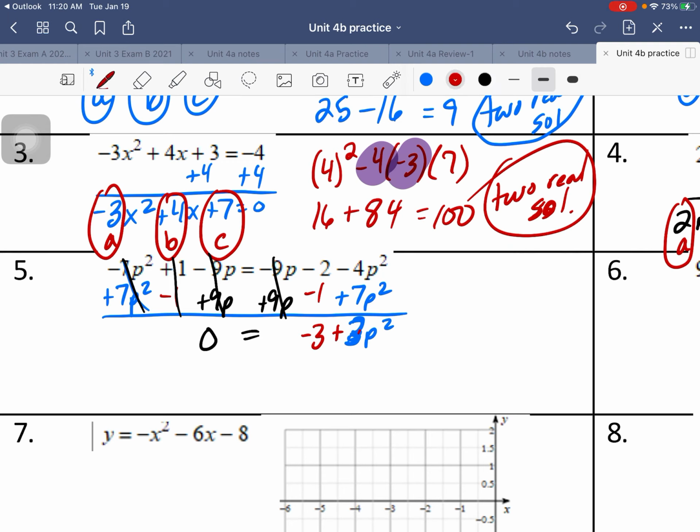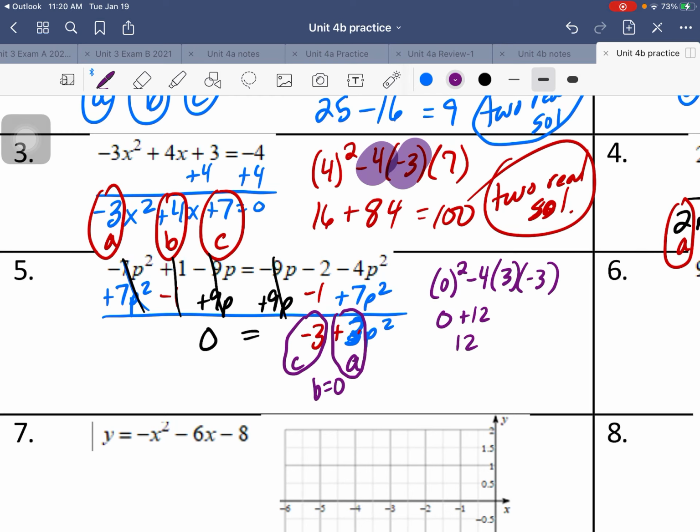We have to be a little careful with what our A, B, and C are. A is positive 3. We don't have a p term, like the x term, so B is actually going to be 0 since it's not there. And then C is going to be negative 3. Tricky. So b squared, 0 squared, minus 4 times a times c. 0 squared is 0. Negative 4 times 3 times negative 3 is a positive 12. 12 is a positive number, so we're going to have two real solutions.